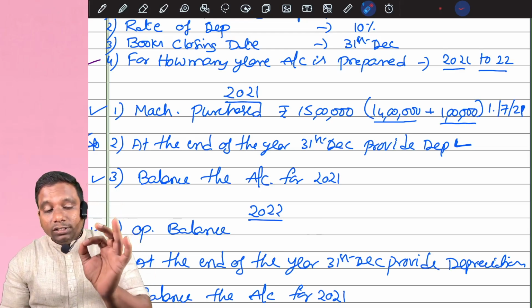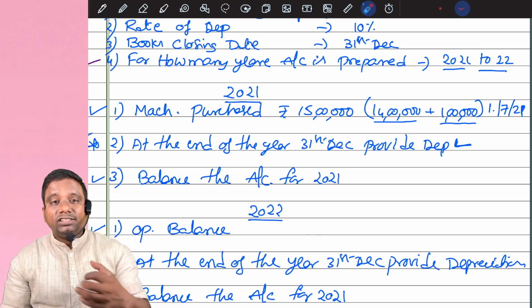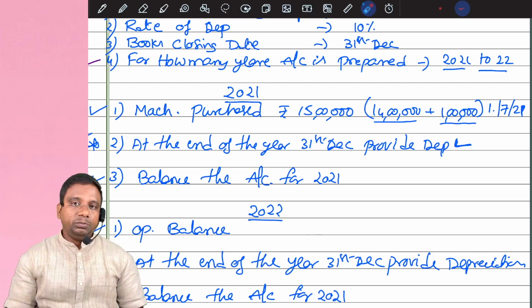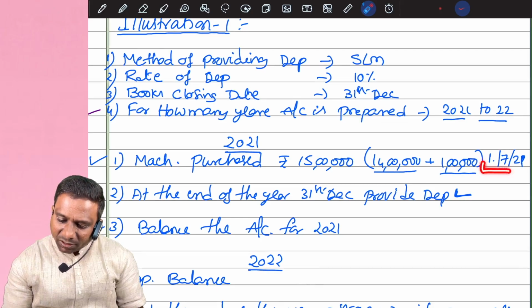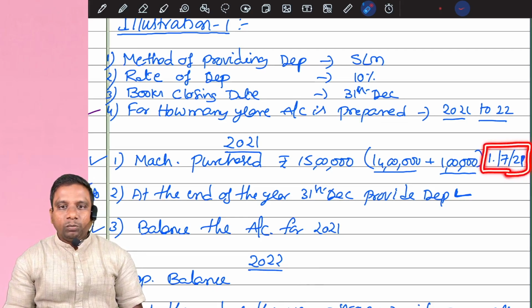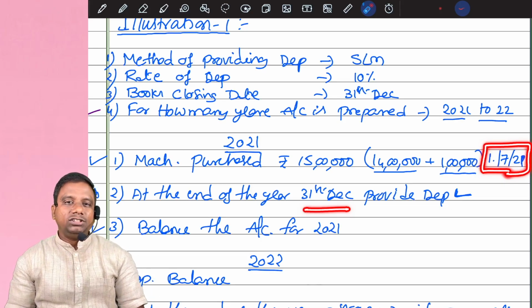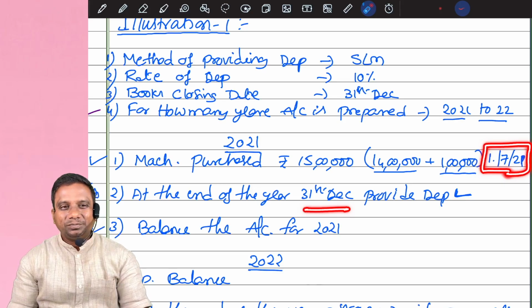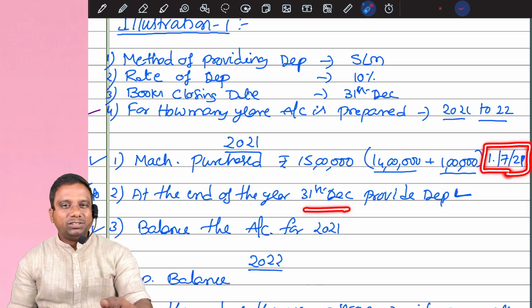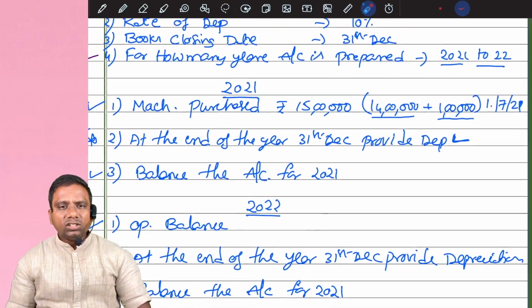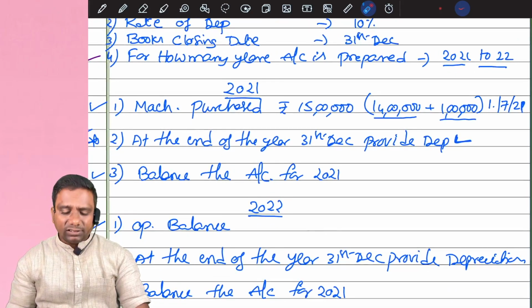In the year of purchase, we have to be very careful for the calculation of depreciation. Why? Because here the asset is purchased on 1/7/2021, but the books of accounts are closed on 31st December. In the year of purchase, we calculate depreciation from the date of purchase to the date of closing the books of accounts. From 1/7/2021 to 31st December 2021, how many months? 6 months. For the first year, we calculate depreciation for 6 months and we record the entry. Hope you are following. Next, after recording the entry for depreciation, what is the next step?